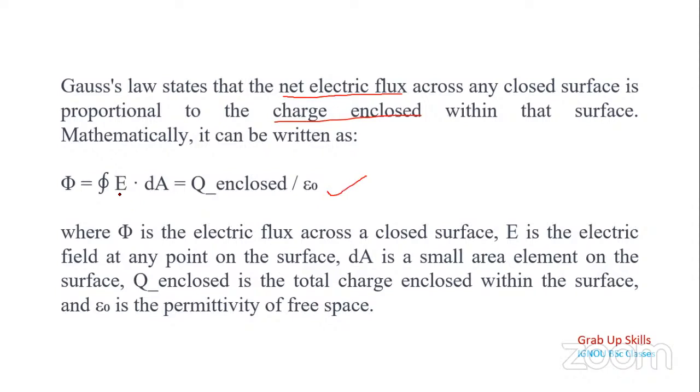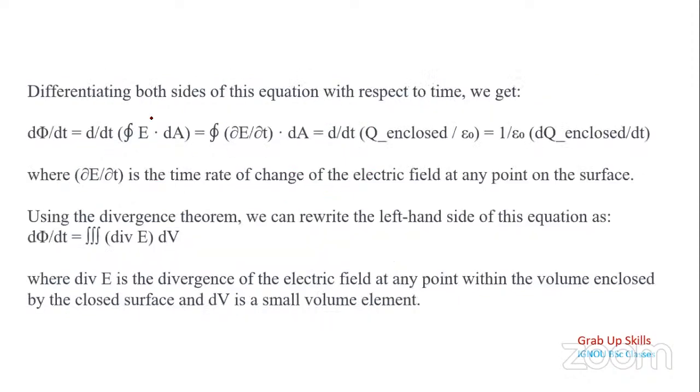What is phi here? It is the electric flux across the closed surface, where E would be the electric field, dA is the small area element at the surface, and Q dash would be the total charge that is enclosed within the surface, and this symbol represents the permittivity of free space. So now we will differentiate it on both sides of the equation. Okay, so we will get ∂E/∂t. What is that? Time rate of change of electric field.